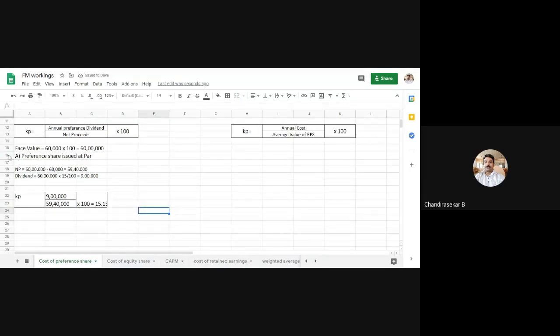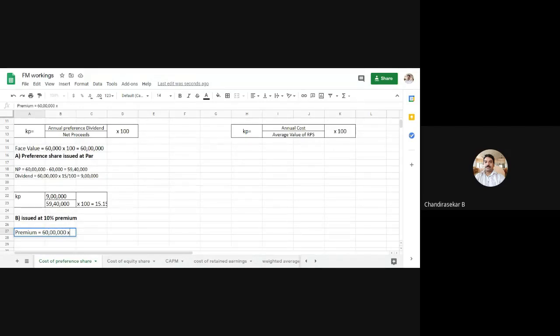Next one is what they are asking to calculate. Option B, issued at 10% premium. So how much is the 10% premium on face value? Premium is equal to 60 lakhs into 10%, which is 6 lakhs. Yes, sir, 6 lakhs.